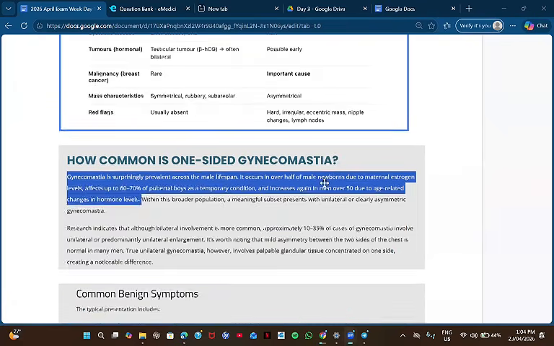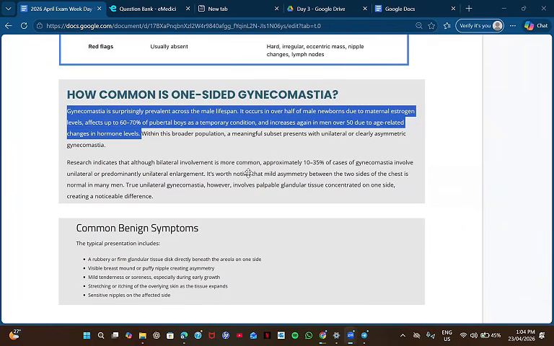How common is one-sided gynecomastia? Gynecomastia is surprisingly prevalent across the male lifespan. It occurs in over half of male newborns due to maternal estrogen levels, affects up to 60 to 70% of pubertal boys as a temporary condition, and increases again over age 50 due to age-related changes in hormone levels. Within this broader population, a meaningful subset presents with unilateral or clearly asymmetric gynecomastia.